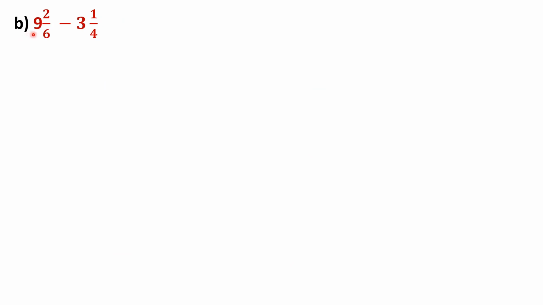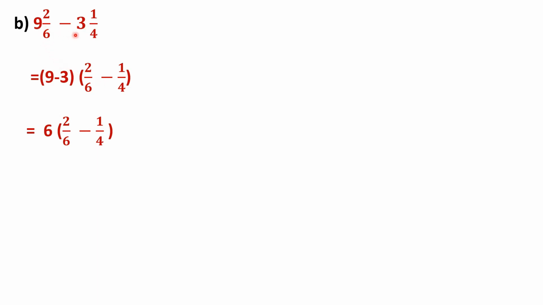Next question you can see here, children, the B1. Again it is 9 2 by 6 minus 3 1 by 4. So this is another method by which we can solve. We can solve this by operating the whole parts together and the fraction parts together. In this way also we can solve this.